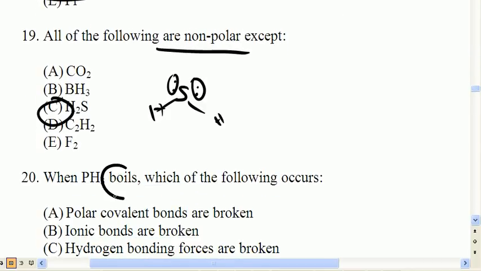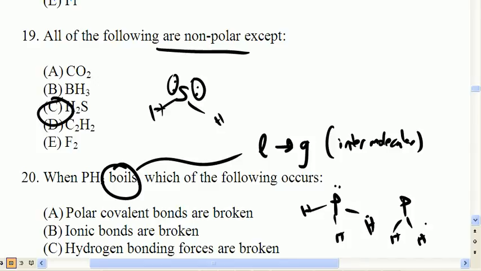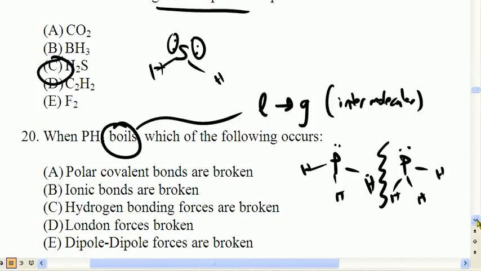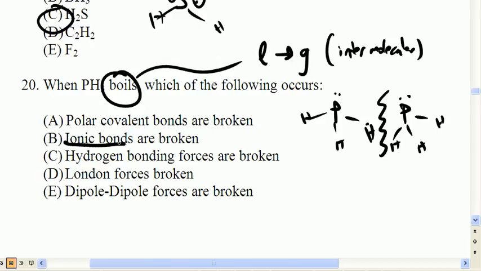When PH3 boils, okay, boiling is going from a liquid to a gas, and this is affecting the intermolecular forces, meaning you're going to have 2 PH3s, or moles and moles of PH3. But what we're talking about is the intermolecular attraction. So all we have is London, dipole-dipole, hydrogen, or ionic. So those are the only words we're going to look at. So there's ionic, polar covalent, that's not one of them. Hydrogen, okay. London, that's good. Dipole-dipole. Okay, so now we've got to decide what it has here.